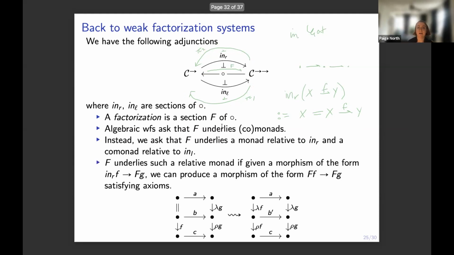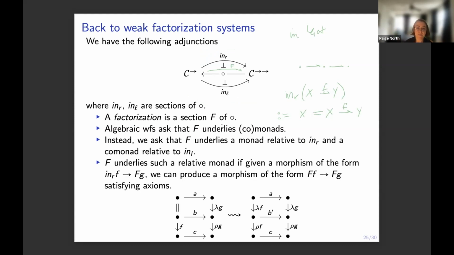And then in our new relative story, instead of asking that this composition underlies a monad and a comonad, we're going to ask that F itself underlies a monad relative to in R, it's this left adjoint, and a comonad relative to in left, this right adjoint. Okay, and so what does that mean exactly? I'm not going to define the notion of relative monad and relative comonad, but I'm just going to tell you what it is in this case.